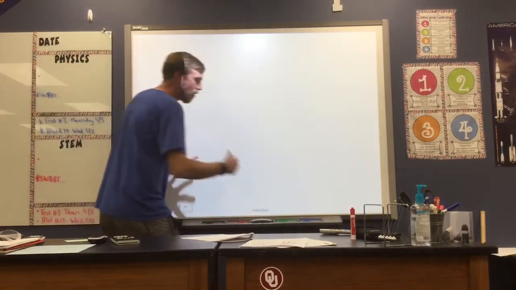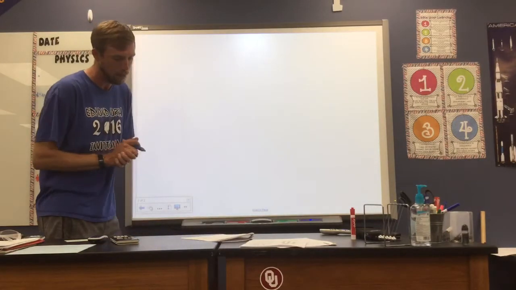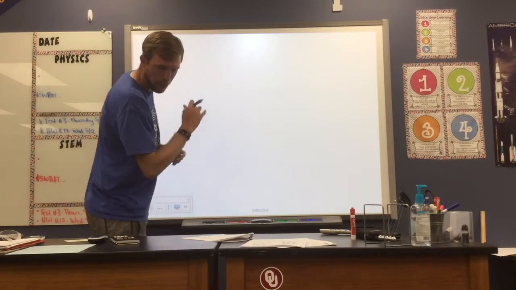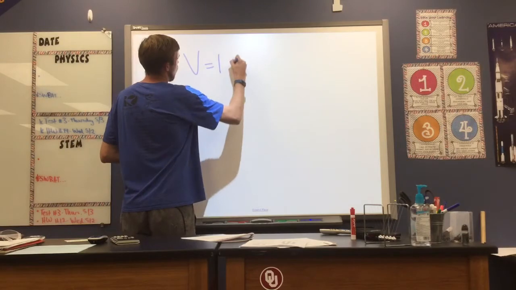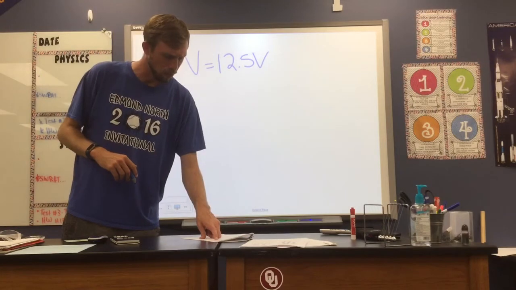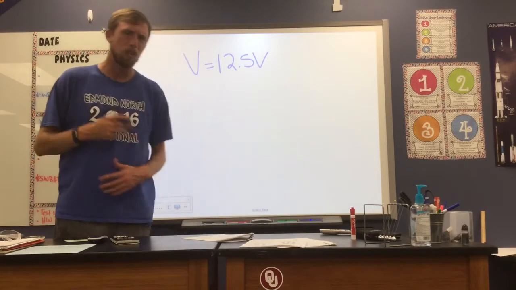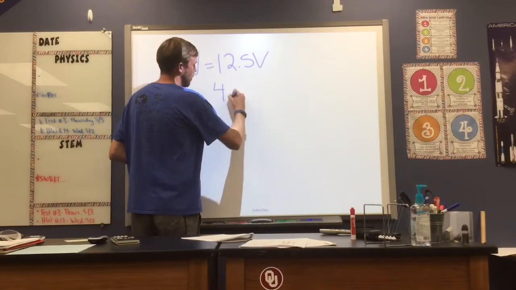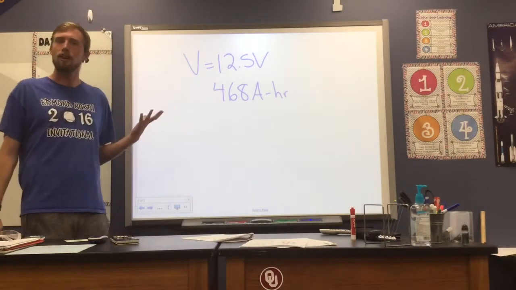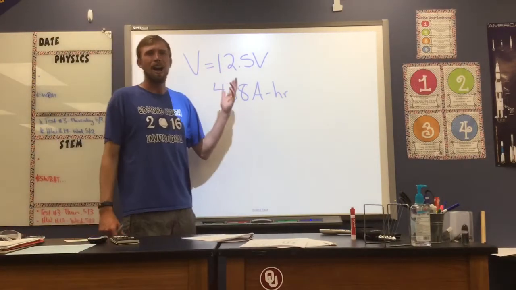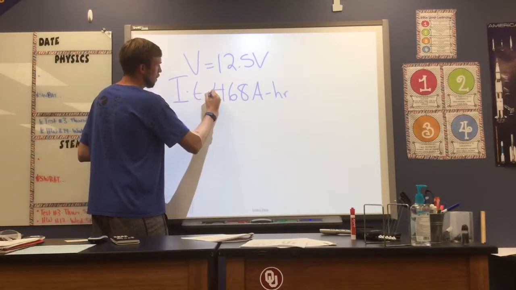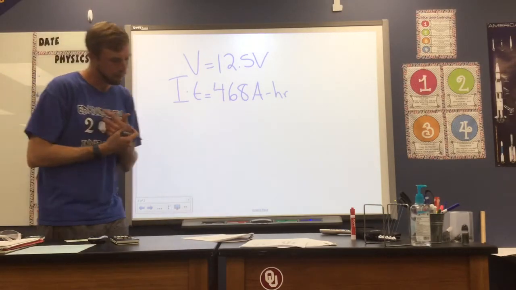Okay, so we're given some information here that looks a little bit different than what we're used to seeing. I'm going to write down what we already have. We know that the voltage is 12.5 volts. And we're given this other bit of information, which is 468 ampere hours, which seems a little bit strange. I'm going to write that down. Okay, 468 ampere hours. It sounds a little bit like a current value because it is given in amps, but there's also a time value. So it's kind of like a current times time, if you will.